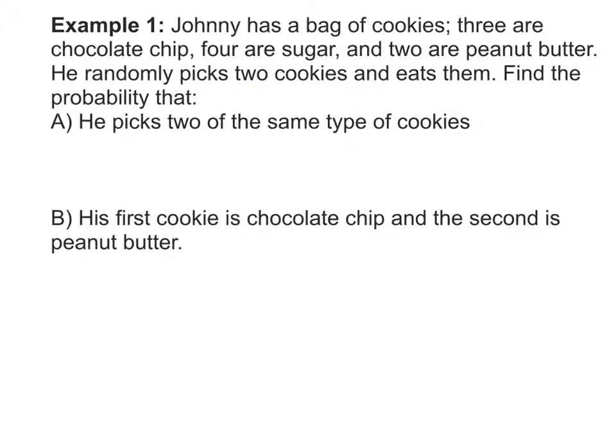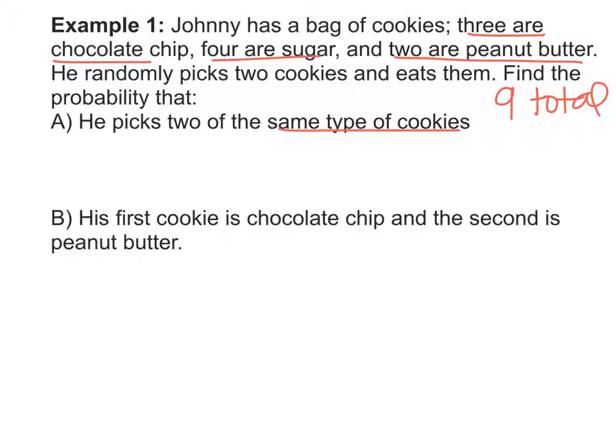Okay, so in this first example, it says Johnny has a bag of cookies. 3 are chocolate chip, 4 are sugar, and 2 are peanut butter. What you might want to make a note of right away is how many cookies there are in total. So 3 plus 4 plus 2 means there are 9 total cookies, so that'll help us out. It says find the probability that he picks 2 of the same type of cookies.